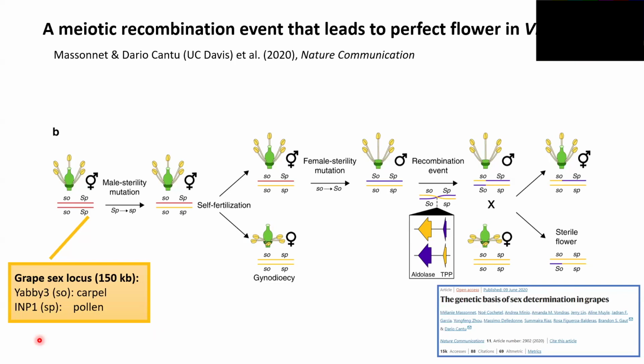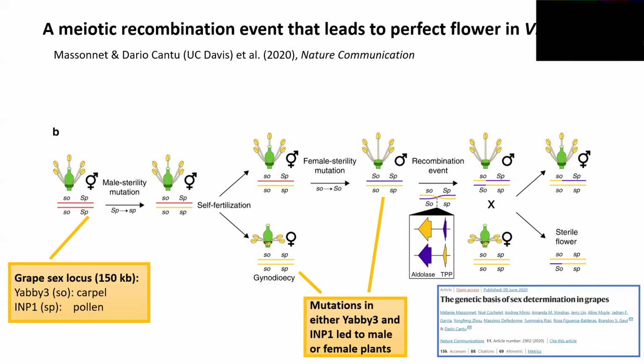Based on homology, YAB3's gene expression is probably involved in carpel development, while INP1 regulates pollen development. So one is for the female organ and the other for the male organ. The ancestor of the grapes probably had a functional copy of both YAB3 and INP1. That's why they had the perfect flower, with both male and female organs. Then two separate mutation events happened in the YAB3 gene and the INP1 gene, giving rise to separate male and female plants. That led to dioecy in the Vitis genus.